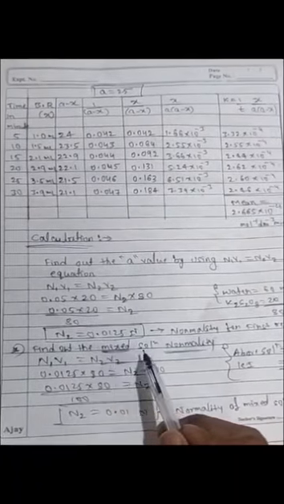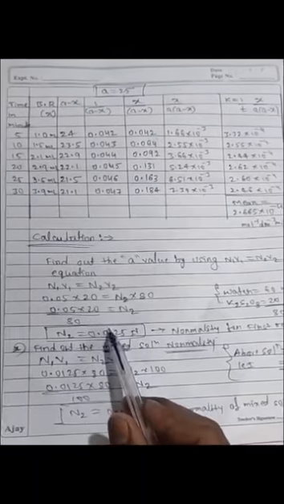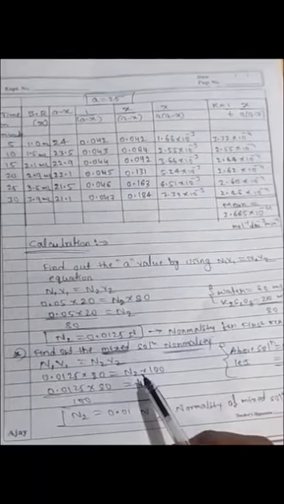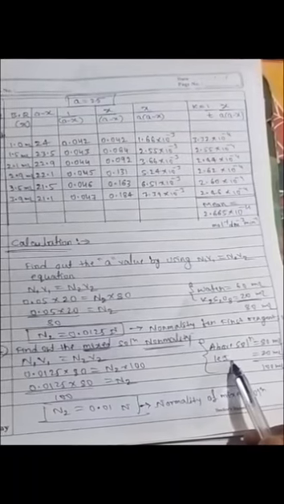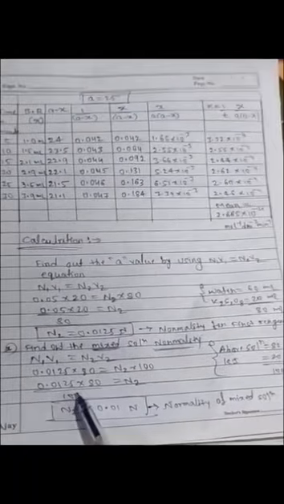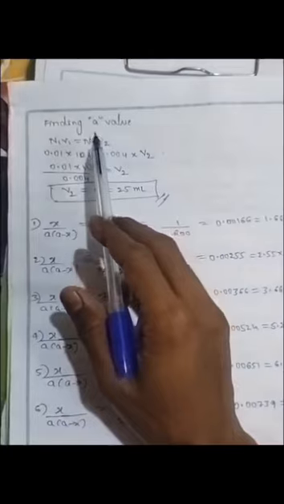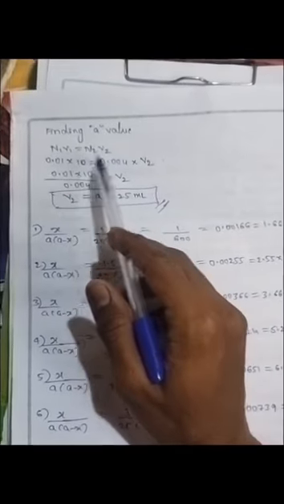And then find out the mixed solution normality, N1 V1 equal to N2 V2. 0.0125 normality of the above solution and 80 is the volume of the above solution, N2 is as it is, and the 100 ml volume is the above solution 80 ml plus we added potassium iodide 20 ml, total 100 ml. By solving this calculation, N2 is equal to 0.01 normality of mixed solution.